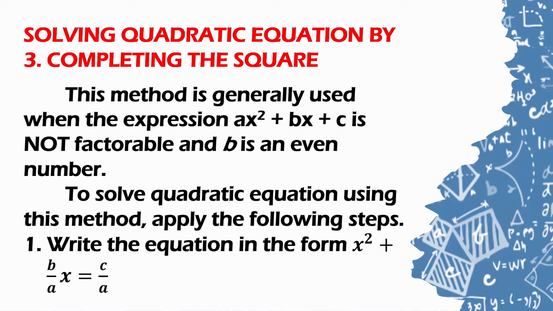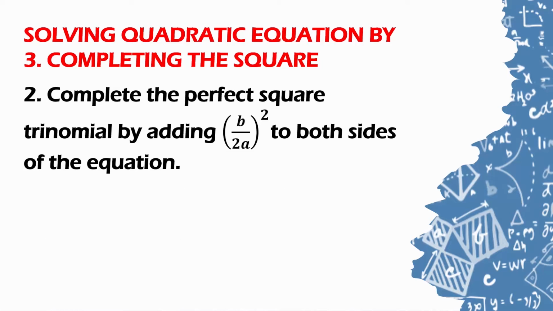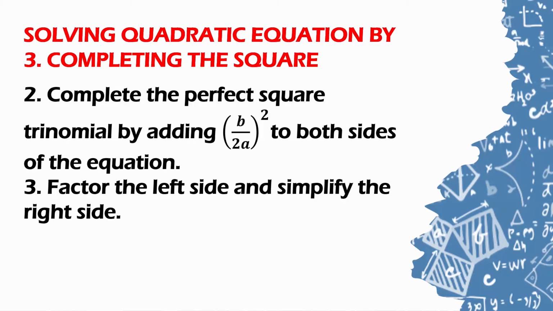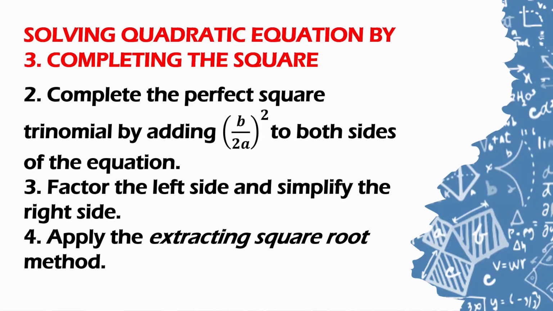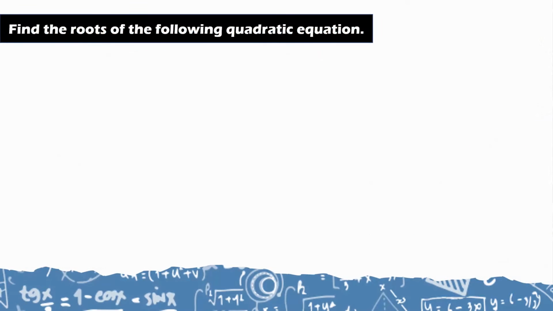Number 1, write the equation in the form x squared plus b over a x equals c over a. Number 2, complete the perfect square trinomial by adding b over 2a quantity squared to both sides of the equation. Number 3, factor the left side and simplify the right side. And then number 4, apply the extracting square root method. Let us apply those steps in finding the roots of the following quadratic equations.